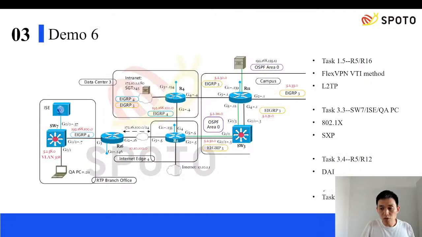At last, we come to the final demo 6. Task 1.5 is asking you to deploy FlexVPN using the Virtual Tunnel Interface method between router 5 and router 16, and you need to configure L2TP in order to extend the network between switch 7 and router 4.